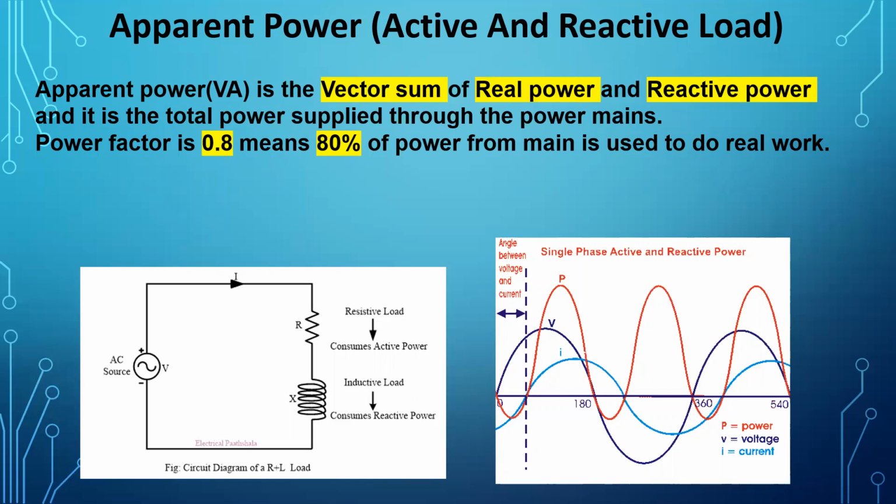So suppose this power factor is 0.8. That means 80% of the power from the mains is used to do the real work. Both resistive and inductive loads are connected. The resistive is active power and the inductive is reactive power. The resistive will consume the power to do the real work. The inductive will have some of the power which is going to be returned to the source. So we can say that the power factor is 0.8. The graph here shows the voltage curve and the current curve, and according to that, the power curve is also drawn.